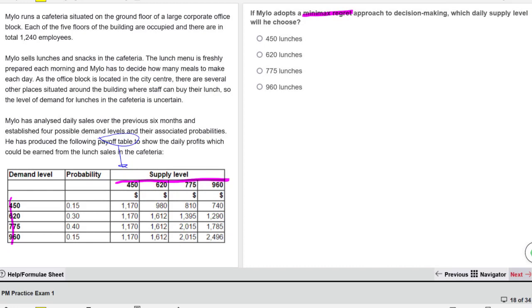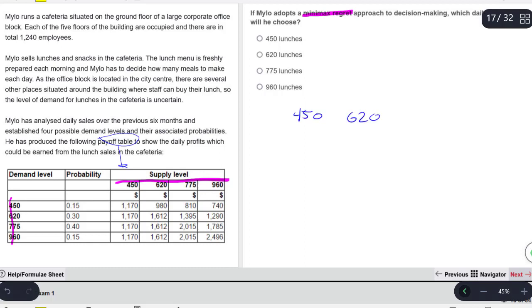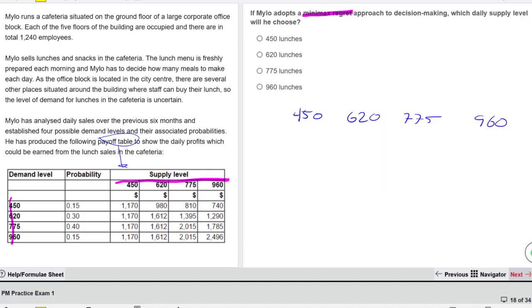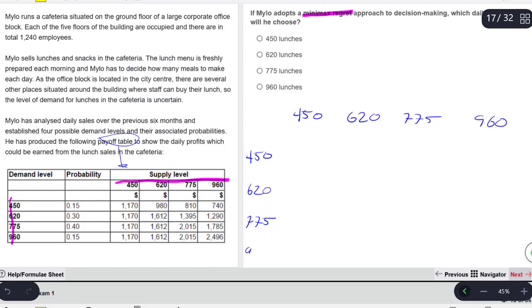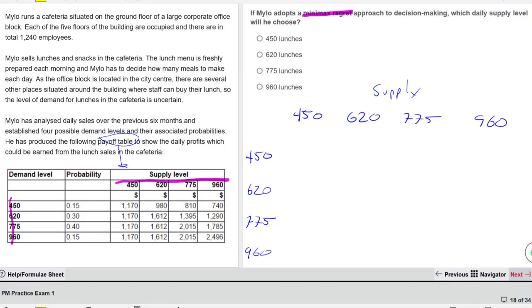Let me start with the column headings, and we take the column headings right from the payoff table. So that would be 450, 620, 775, and the 960. Then I'll reproduce the rows, and those are the same figures, the 450, the 620, the 775, and the 960. Now, if you remember, this is the supply. This is my decision. And what I'm going to do is look at the opportunity costs of making the wrong decision under each demand level.